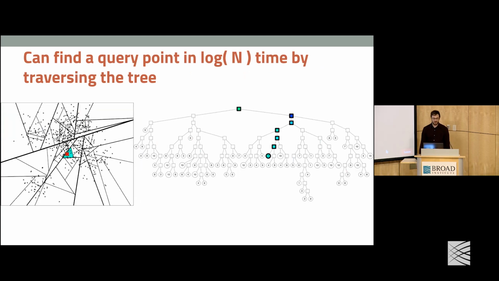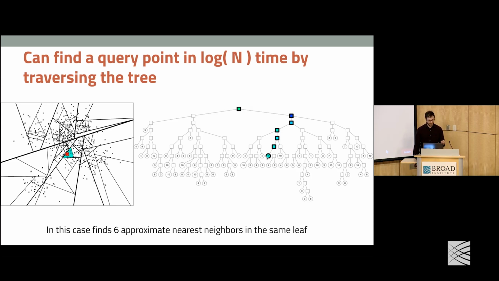And at that point, you can find a query point in log n time by traversing the tree. So at each point, you ask, is my query point to the right or to the left of the hyperplane? Is it to the right or the left of the hyperplane? And you traverse all the way down the tree. And now you found the point in the partition with some candidate nearest neighbors. And in this case, there were 7 items, including the query itself, so 6 potential nearest neighbors in that same leaf, which is great if you are looking for 6 nearest neighbors. But what if you wanted more than 6?